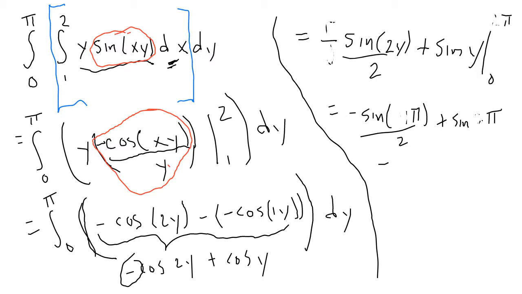So I have negative times the sine of, I don't really need parentheses, but negative sine of 2 pi plus the sine of pi, minus negative sine of 0 over 2 plus the sine of 0. And wow, this is just going to be equal to 0, isn't it? It's going to equal 0.